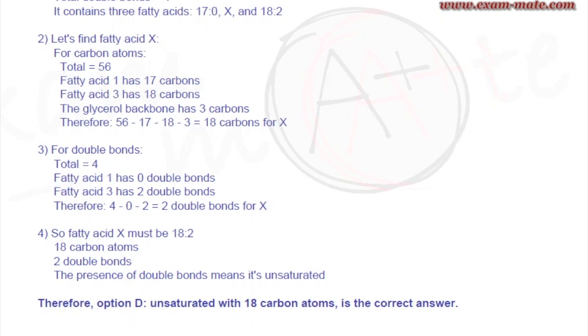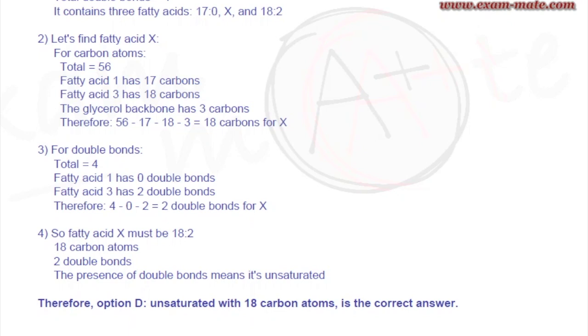For carbon atoms, total equals 56. Fatty acid 1 has 17 carbons. Fatty acid 3 has 18 carbons. The glycerol backbone has 3 carbons. Therefore, 56 minus 17 minus 18 minus 3 is equal to 18 carbons for X.